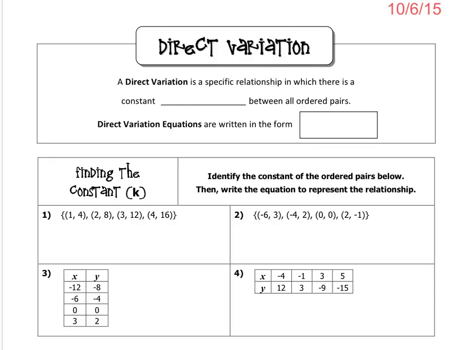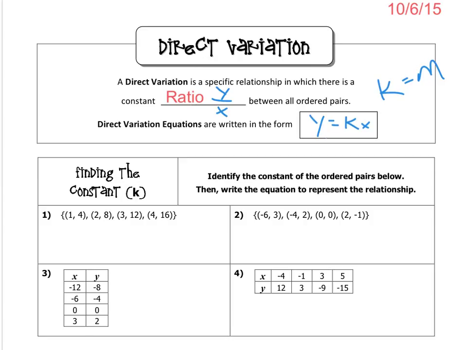Direct variation is a specific relationship in which there is a constant ratio. And that ratio is going to be, like always, like we've been talking about in class, y over x, between all ordered pairs. Direct variation equations are written in the form y equals kx. And remember, k is also the same thing as m.